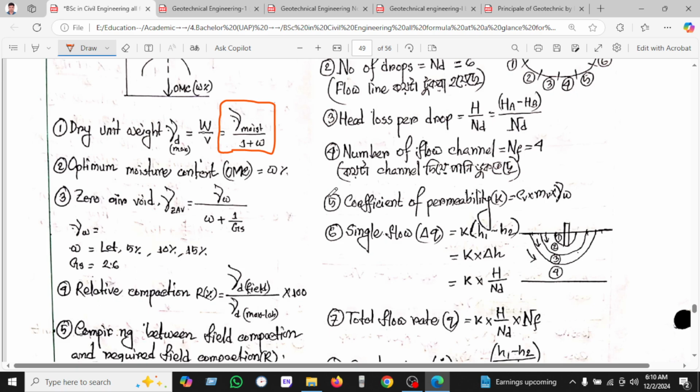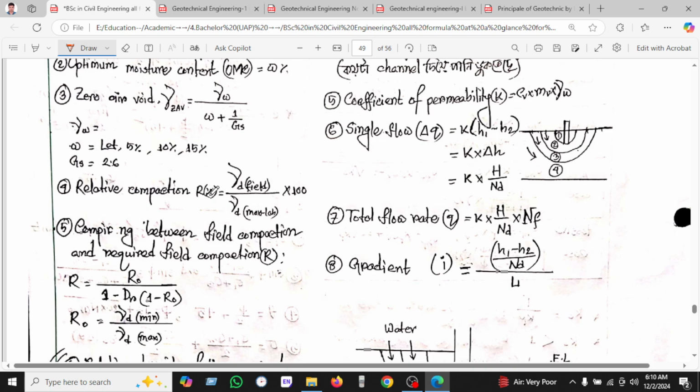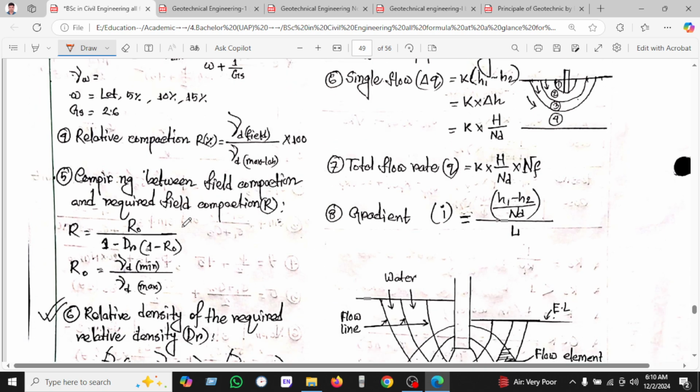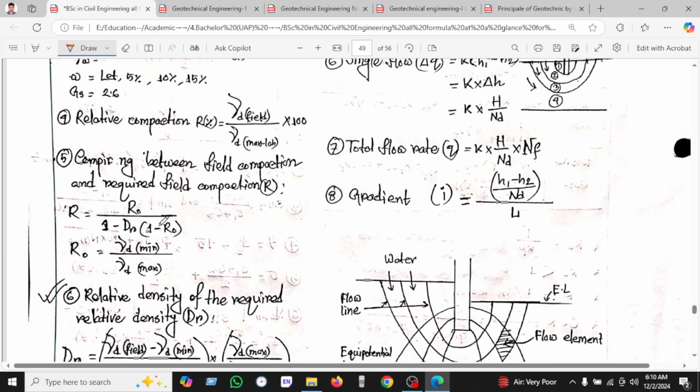Optimum moisture content is omega, and void ratio is gamma w times 1 plus Gs. Gamma w, we will find out, is the unit weight of water, and moisture content is varying: 5%, 10% and 15%, and specific gravity of soil is 2.6. For relative compaction, we'll see the gamma field divided by gamma moist or lab, into 100.